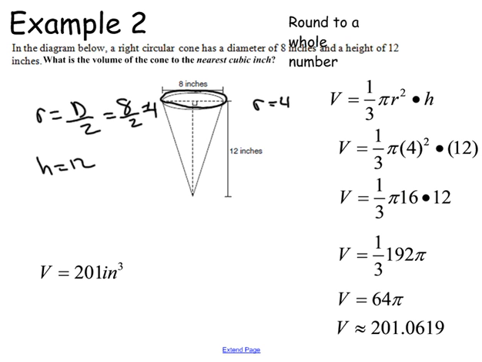Pretty straightforward circular cone problem. It's just simply the area of the base times the height divided by 3. And in this case, the base is a circle, so it's 1/3 pi r squared times the height.